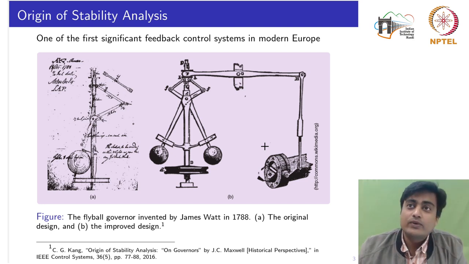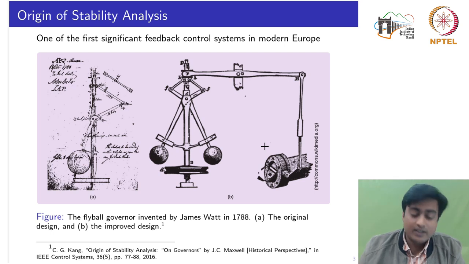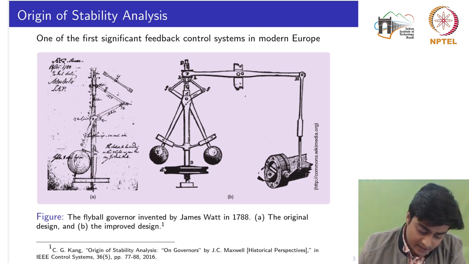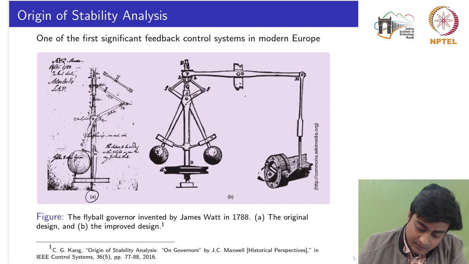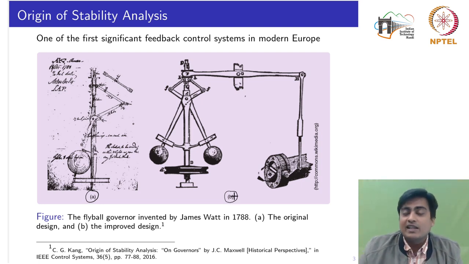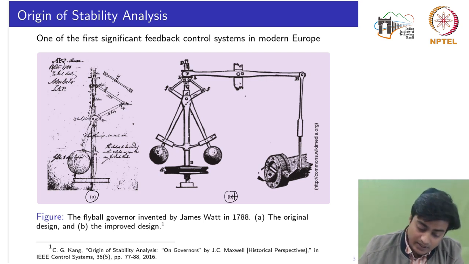So here in this picture, you see the governor, the fly ball governor. On the left hand side, in figure A, this is the original design of the fly ball governor. So basically the governors are the devices which are used to control the motion of a machine. Here the machine is basically the engine. Later on, the improved design of the governor you are seeing in figure B. So the governor is the controller, where we want to control the speed of the engine.